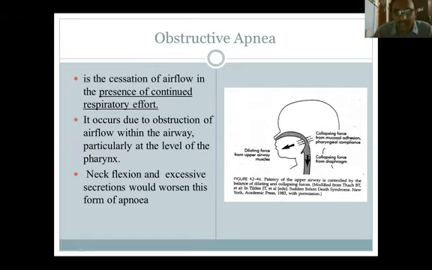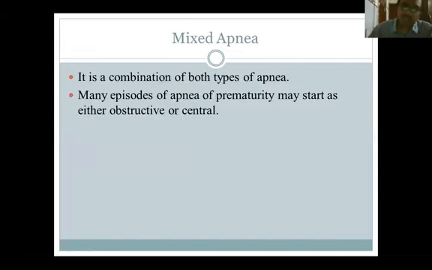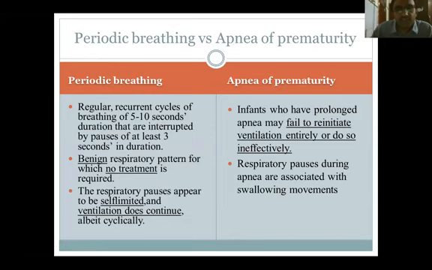Therefore, as a general measure in the management, neck flexion and excessive secretions would worsen this form of apnea. By keeping the neck in slight extension and decreasing secretions by suctioning the upper airway, we can prevent obstructive apnea. Mixed apnea is a combination of both obstructive and central causes. Then most important, we have to differentiate periodic breathing versus apnea.